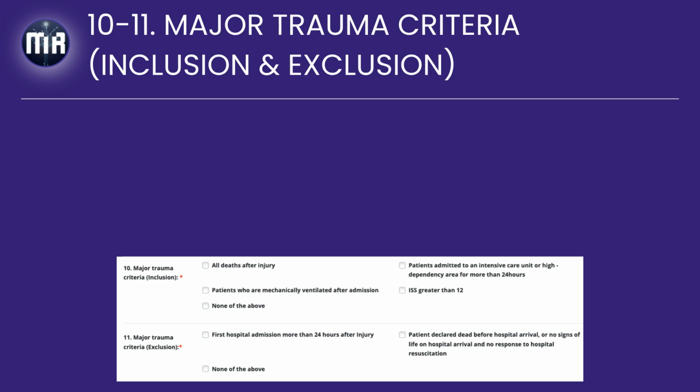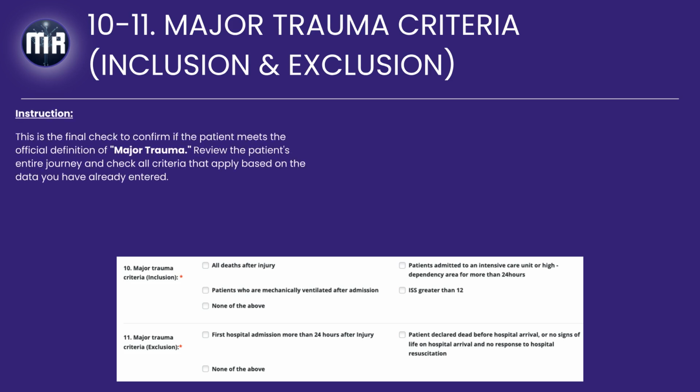For fields 10 and 11, the major trauma criteria, inclusion and exclusion, your instruction is to perform a final check to confirm if the patient meets the official definition of major trauma. You will review the patient's entire journey and check all criteria that apply, based on the data you have already entered in the previous sections. The source document for this is, in fact, the data from all previous sections of the MTR form itself.